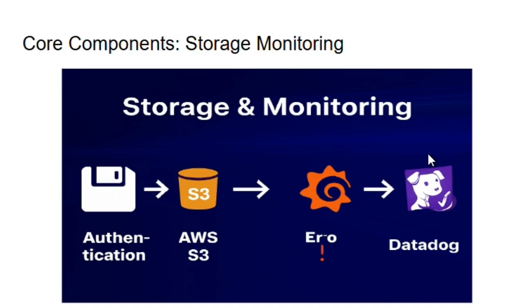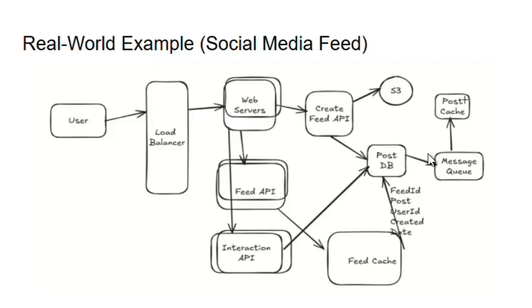But storage is just one part. We also need to monitor everything. We check latency, error rates, throughput, and uptime using tools like Grafana or Datadog. This helps us catch issues early, like slow uploads, failed API calls, or storage cost spikes, and keep systems reliable and efficient.